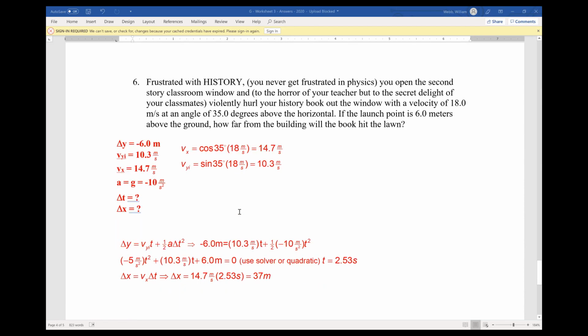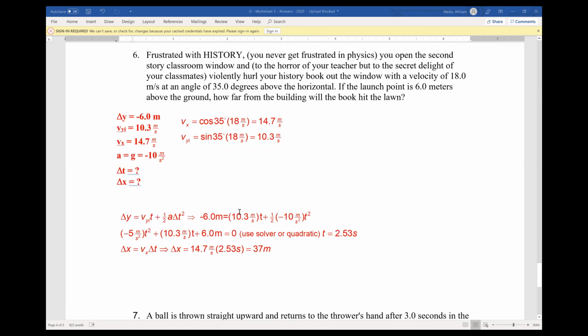Frustrated with history. You never get frustrated with physics. Hopefully you don't get frustrated with history either. You open the second-story classroom window, and to the horror of your teacher, but to the secret delight of your classmates, you violently hurl your history book out the window with a velocity of 18 meters per second at an angle of 35 degrees above the horizontal. If the launch point is 6 meters above the ground, how far from the building will the book hit the lawn? So on the left here is a series of variables.